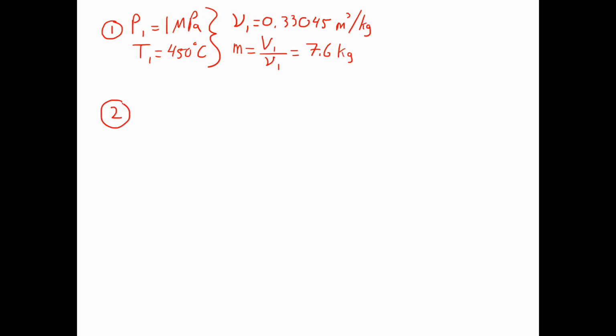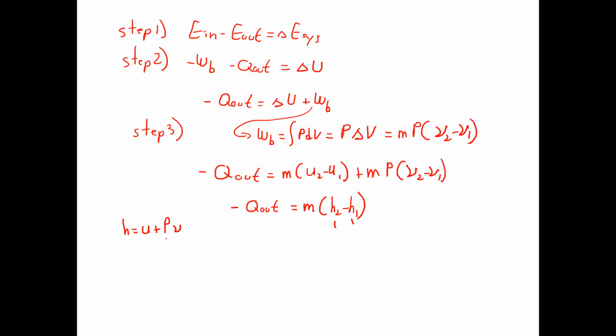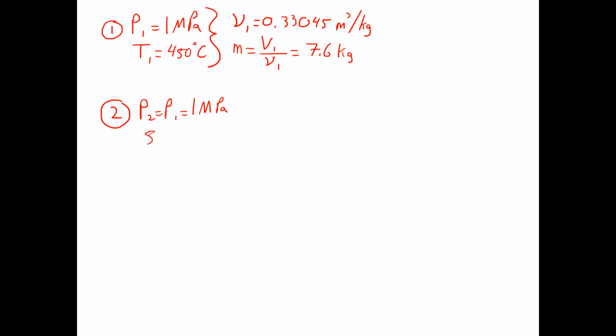State 2, I know the pressure is the same as state 1. And the problem statement tells me, if I go back and reread it, that the steam is allowed to cool at constant pressure until it first starts condensing. That means it's a saturated vapor. Saturated vapor basically means that it's just starting to condense. So I know that this is a saturated vapor. So I can go to my saturated tables or use EES and plug in a value of 1 for the quality, and the pressure would be 1 megapascal.